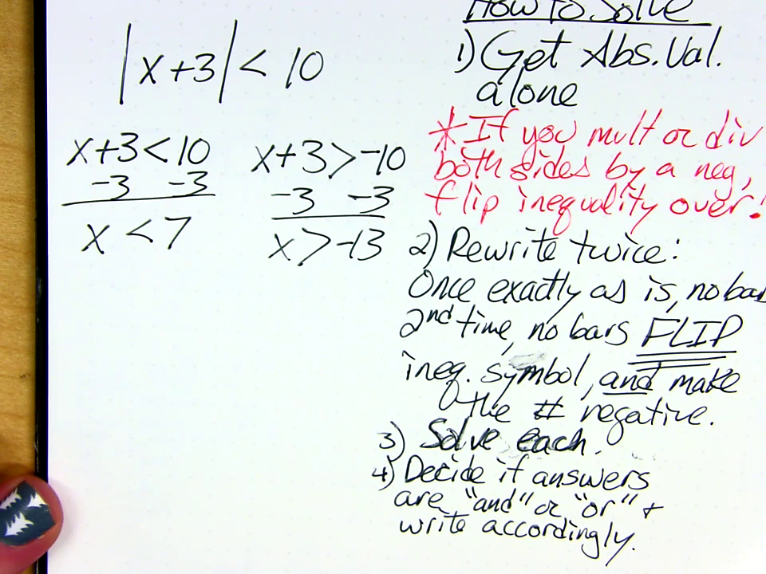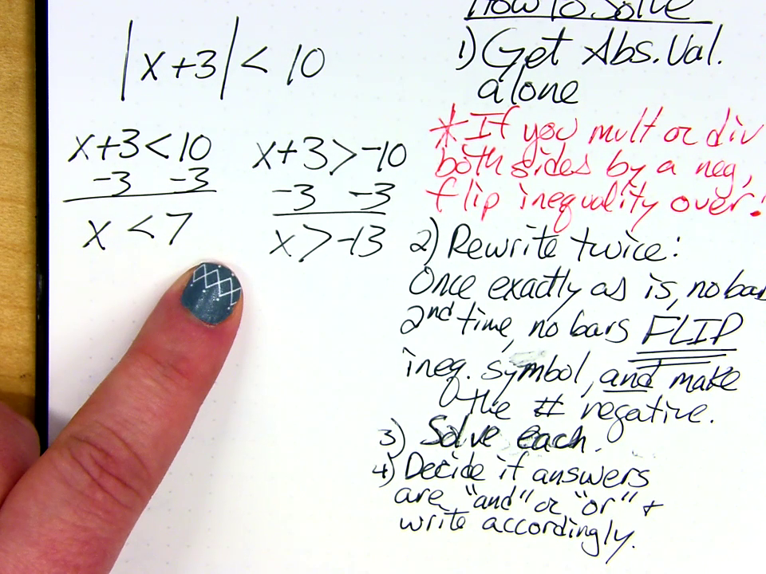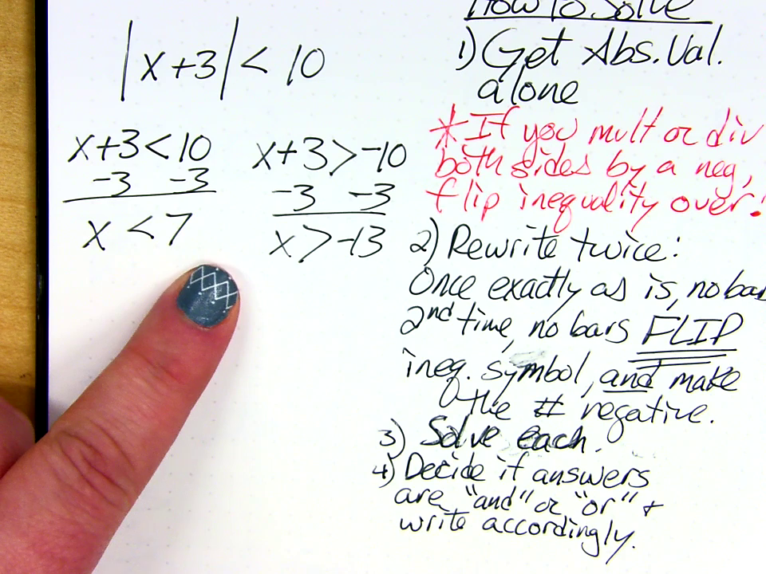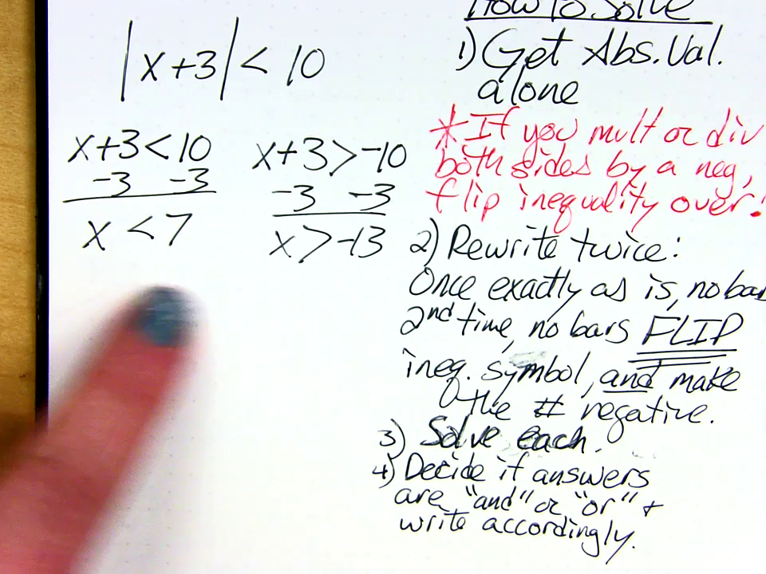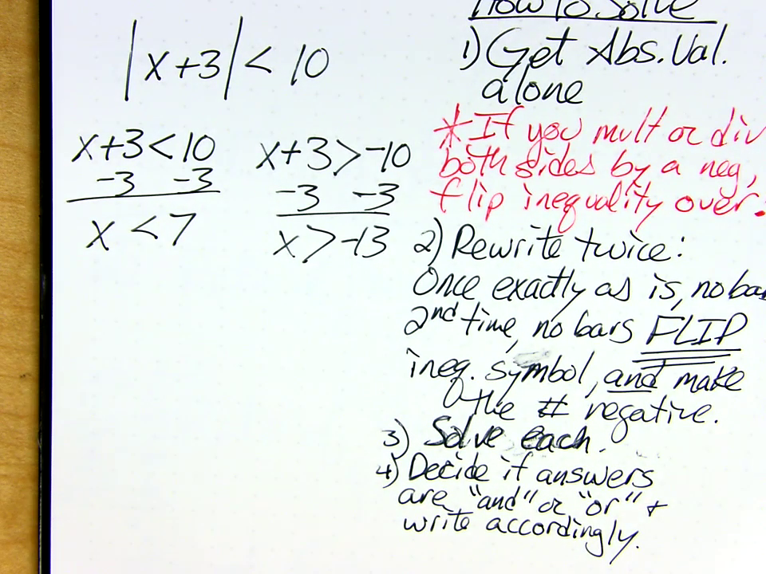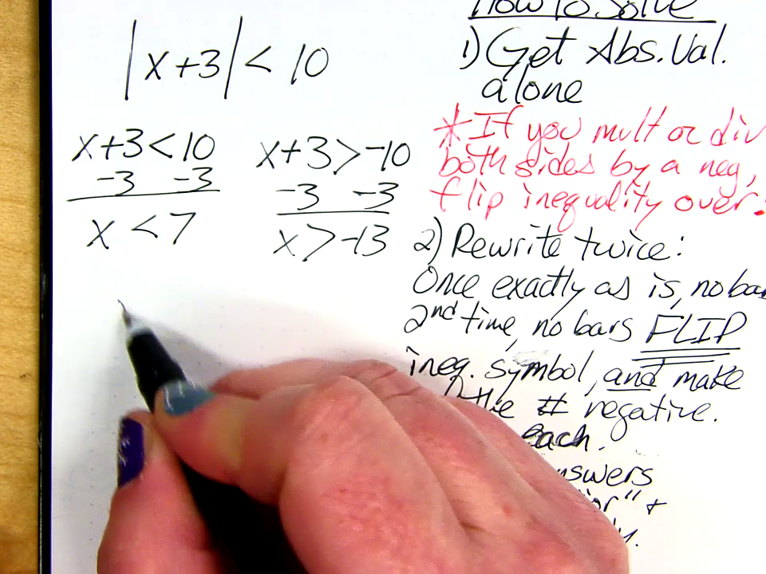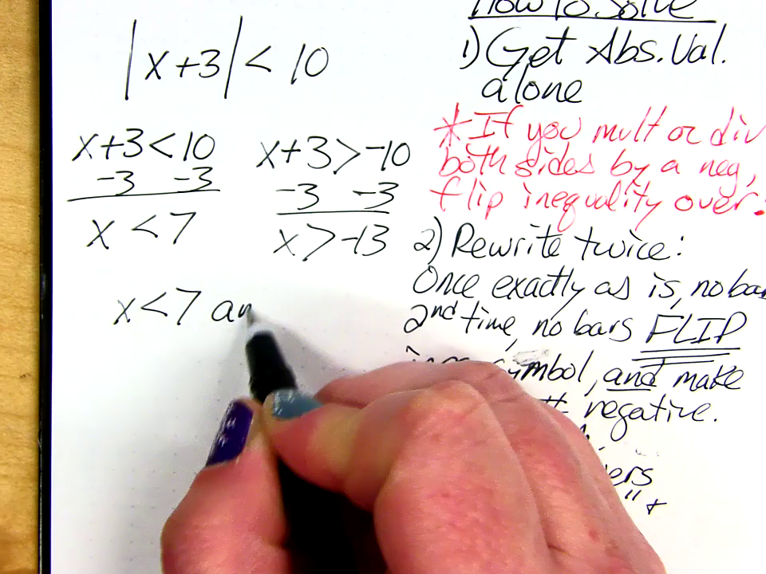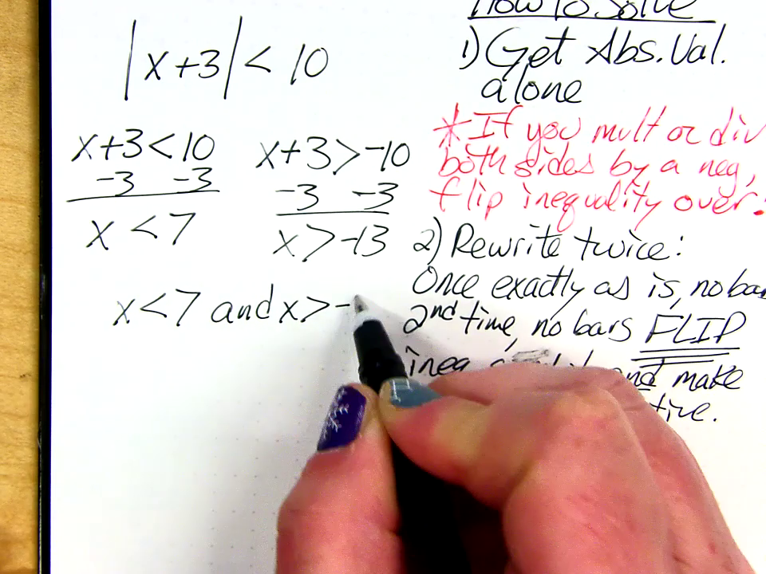So remember, you have two options for how you write and answers. I don't care which of the two you use. I have a preference, but I'm not going to mark you wrong. But you have to include the word and or. So if you just give me this on your answer line, I have to take some points off. Because you're not done. You didn't indicate if it was and or. So the two ways that you can write your answer, you could write it as x is less than 7 and x is greater than negative 13.